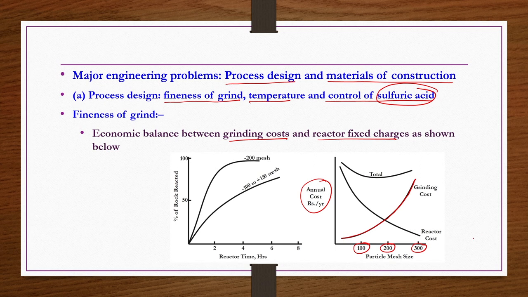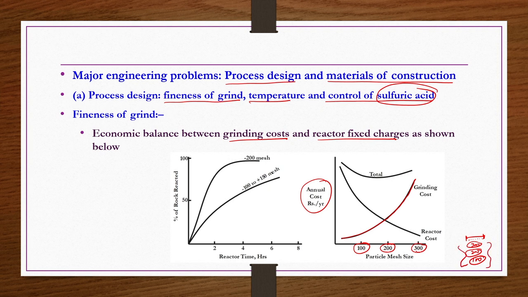This mesh size is nothing but how many openings are there within one linear inch of screen. So 300 openings are there, or 200 openings, or 100 openings. If 100 openings are there, that means it's a bigger opening. 200 is intermediate, and 300 is the smallest opening amongst these three, right?